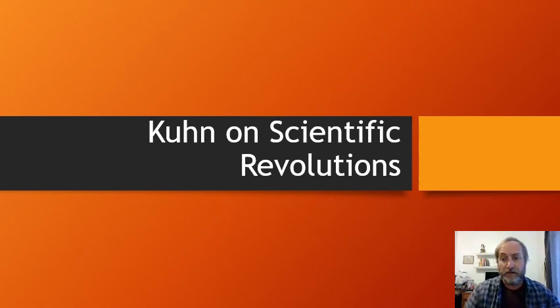And then the other kind of intertheoretic relation we'll talk about is reduction, but that will be a couple lectures from now. So today we're going to talk about Kuhn and his account of scientific revolutions. It's pretty fun, I think. It's a different approach, right?